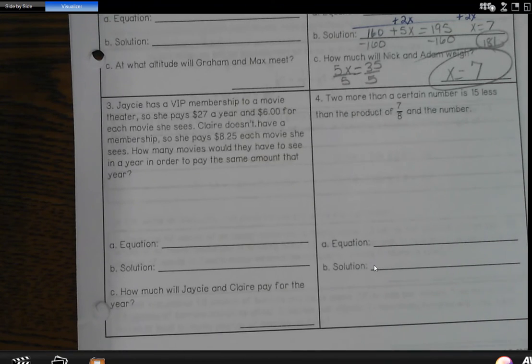All right, while you guys are doing that, I'm going to pass out your study guide for your test, which is not until Monday, but I want to pass out the study guide because we're going to do part of it today.